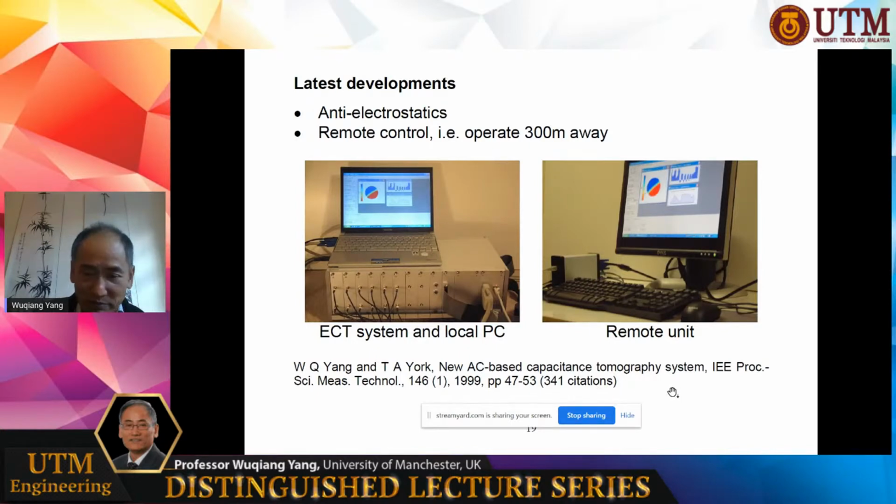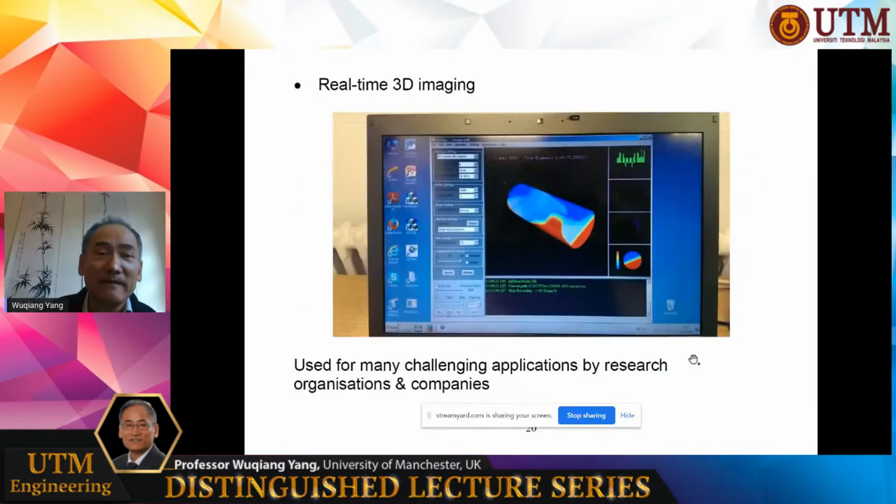On hardware, I published a paper in 1999. This paper's citation is not very high, 340 citations. So that is the latest development, a real-time 3D imaging. Later on, I show you how this works.